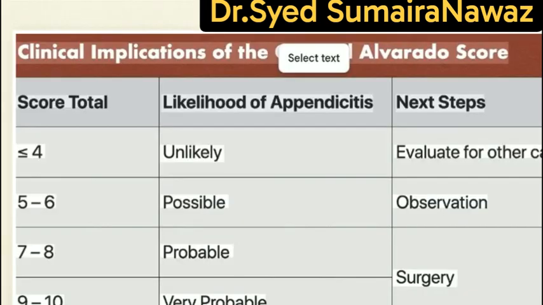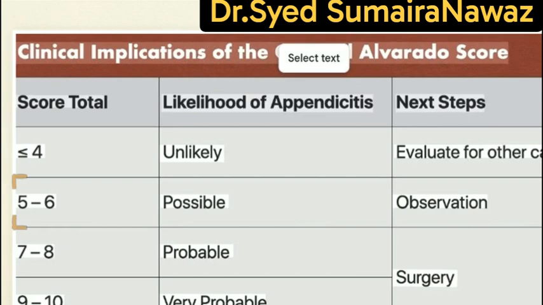This table outlines the clinical implications of that final tally. It maps the total score to specific probabilities and determines the immediate next steps in management. A score of 4 or less indicates that appendicitis is unlikely, directing the physician to evaluate the patient for other causes of acute abdominal pain. On the upper end, a score of 7 to 10 points signals that the disease is probable or very probable. This pushes the patient directly towards the surgical track.